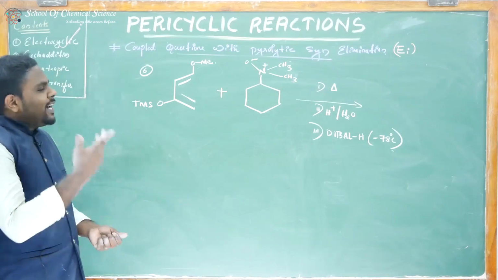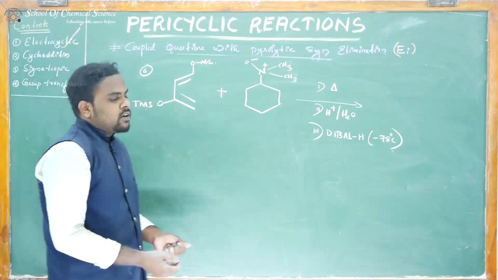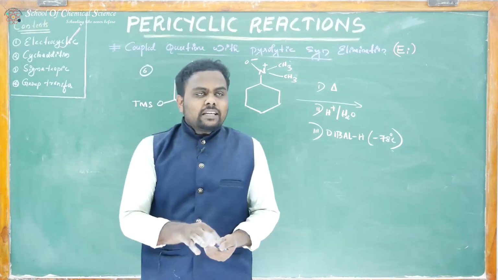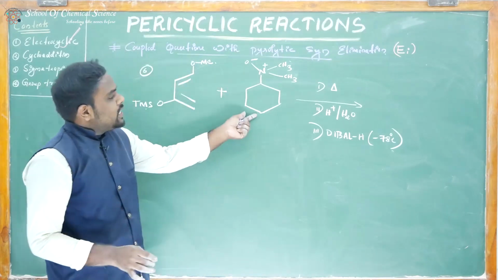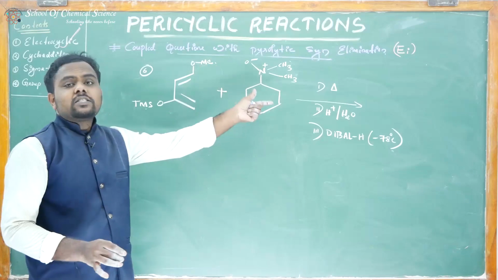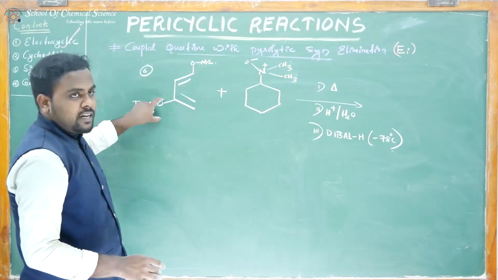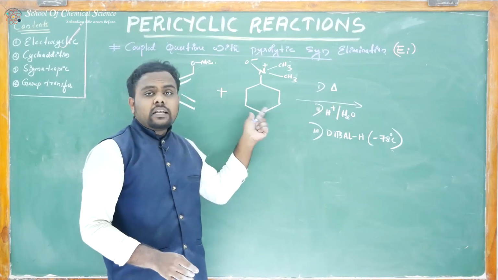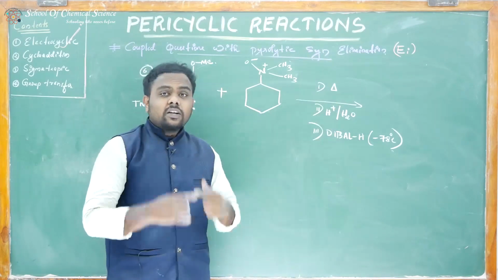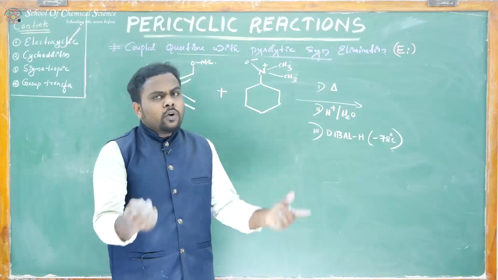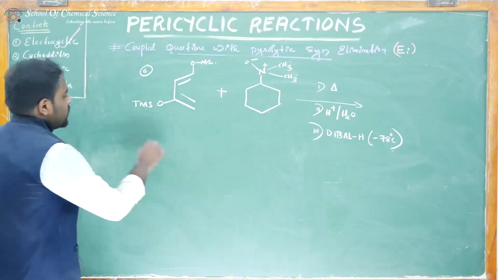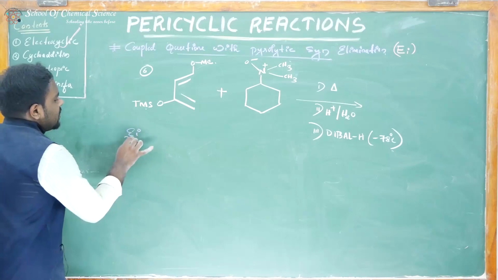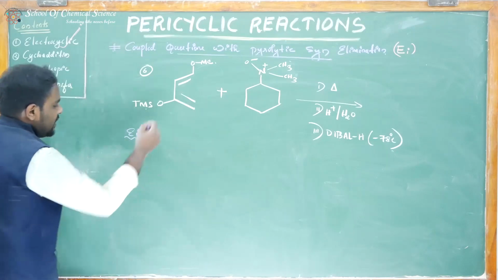Okay. So how do you identify that this is a 4+2 cycloaddition reaction? Diene is there, thermal condition is there, and the condition for the formation of the dienophile is also given. You know an amine oxide under thermal condition undergoes pyrolytic syn elimination to form a dienophile, an alkene. So in the first step, pyrolytic syn elimination, Ei.